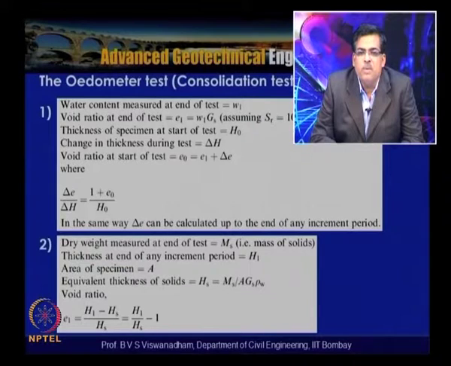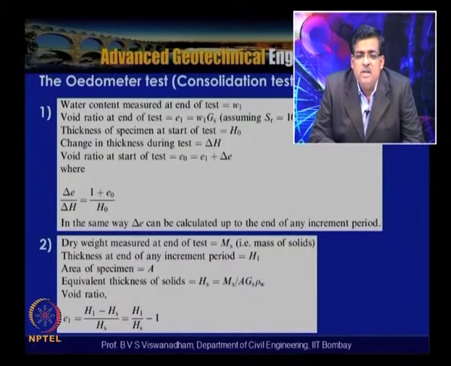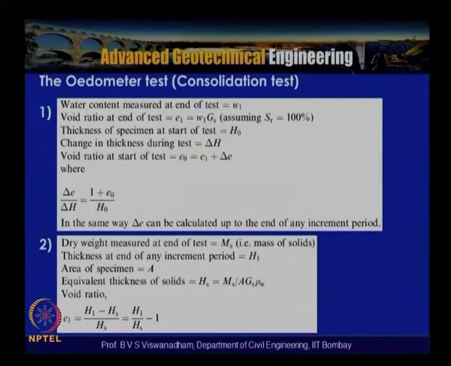In the second method, the dry weight is measured at the end of the test, that is the mass of the solids Ms, and the thickness at the end of any increment period is say H1. The area of the specimen is A. So the equivalent thickness of the solids is Hs equals Ms by A Gs rho W. Once we know the equivalent thickness of the solids, e1 is equal to H1, the thickness at the end of any increment period, minus Hs, by Hs. So e1 is nothing but H1 by Hs minus 1.